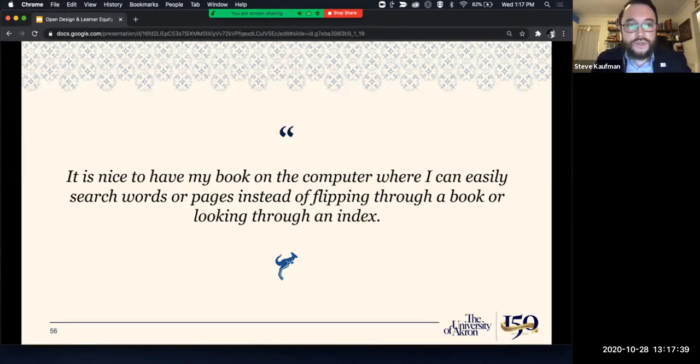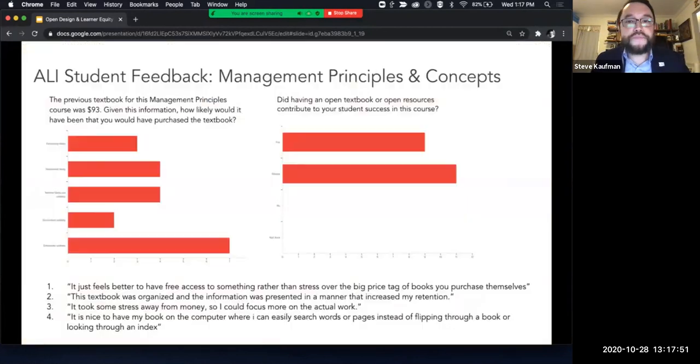Right, this is exactly what we're saying in the chat. It's nice to have my book on the computer where I can easily search the words or pages instead of flipping through a book and looking through an index. Certainly there are implications for accessibility here, right? Again, making a more equitable environment. Here's some of the additional feedback.